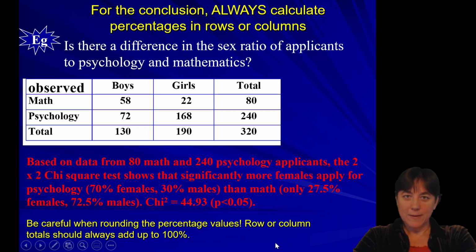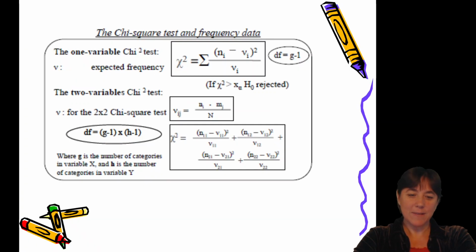One note here: when you're presenting percentages, just watch that the sum of all rows and columns adds up to 100, because rounding can be tricky sometimes. Okay, so these are the correct percentages that you should use in this case.